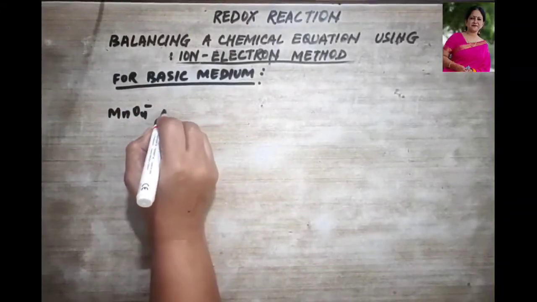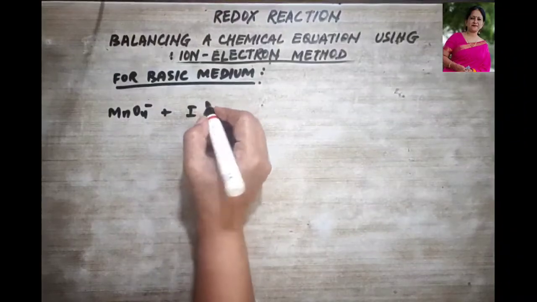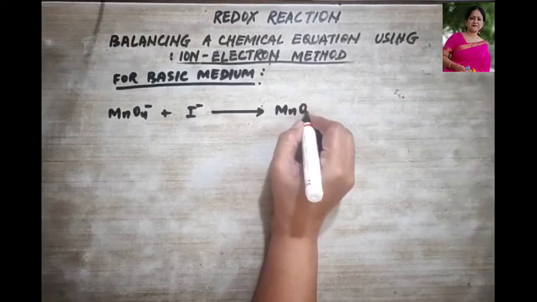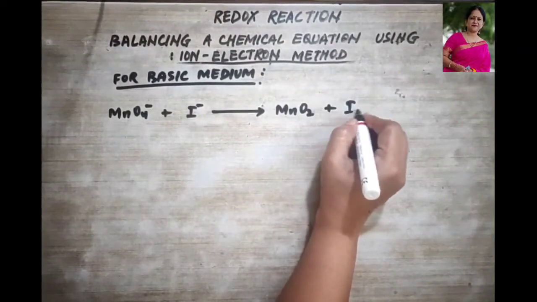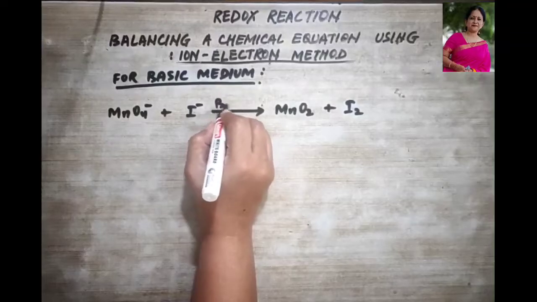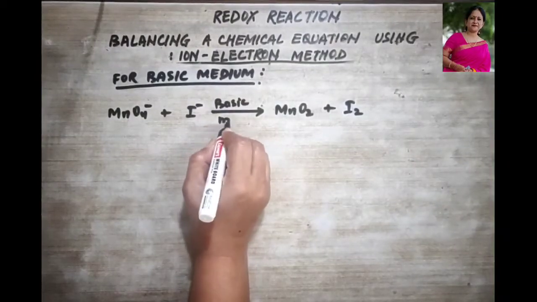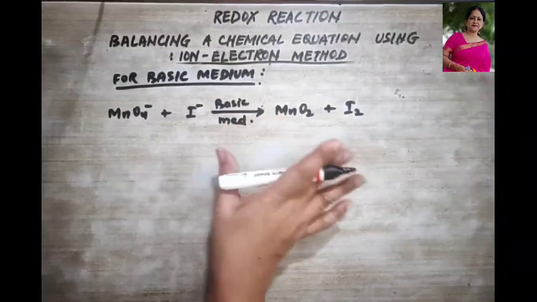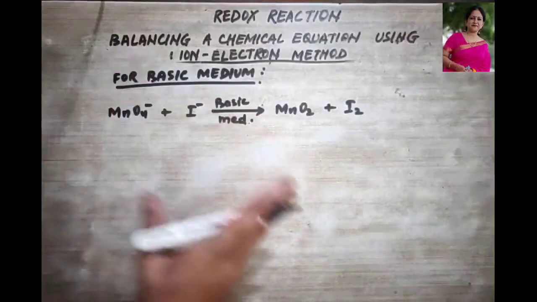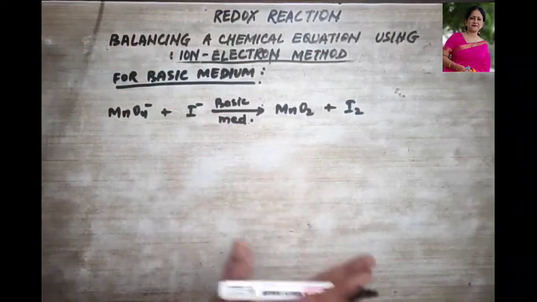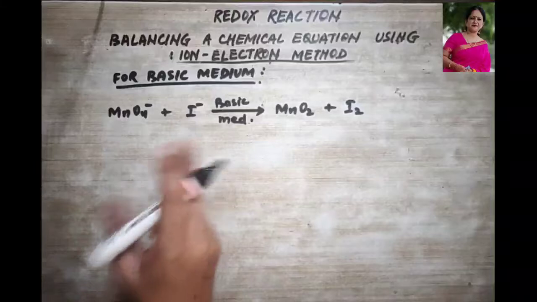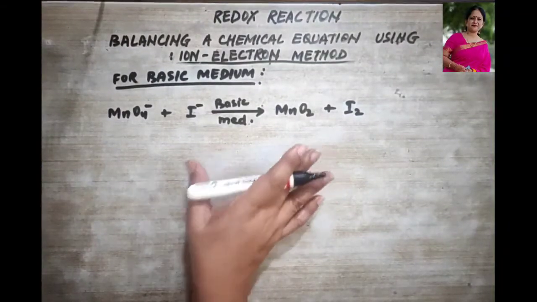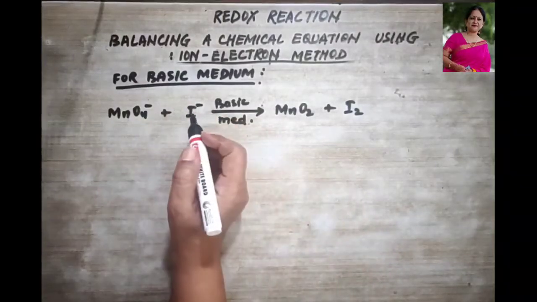MnO4 minus plus I minus, this is going to give us MnO2 plus I2, and this is your basic medium. Clear? So firstly we need to, again, all the steps till what we did in the acidic medium or in the neutral medium has to be the same. Okay, one last step only is to be added, that I will explain you.